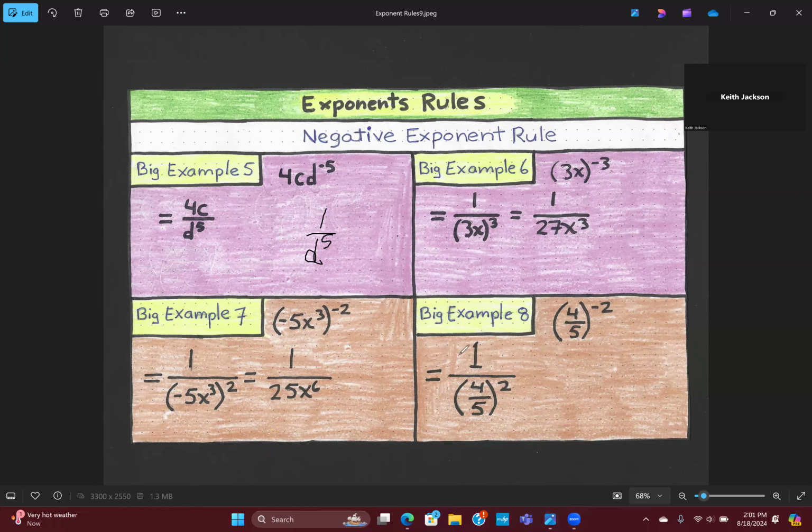All right, you have been given a lot of information as it relates to the negative exponent rule, and it will be a good time to pause the video and just look things over, or replay this video as many times as you need to gain a deeper understanding of the negative exponent rule.